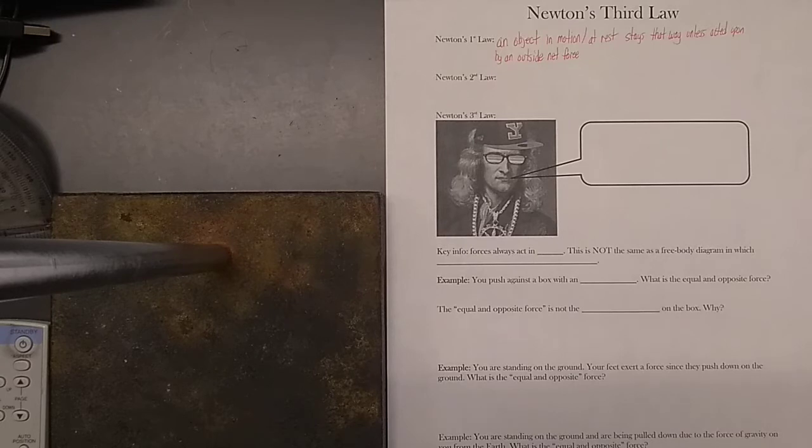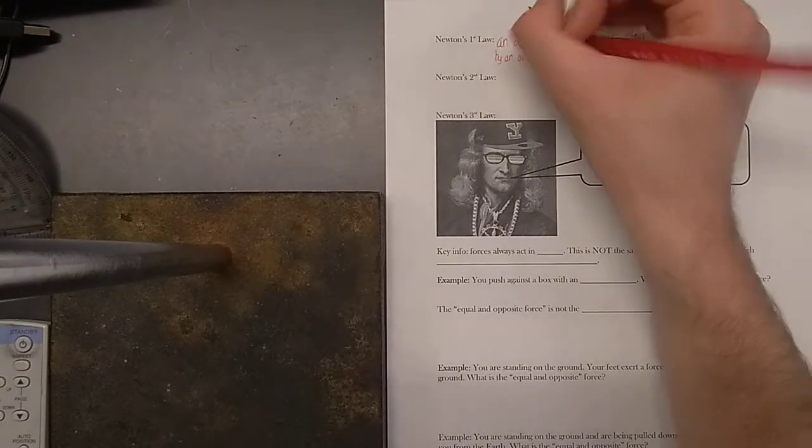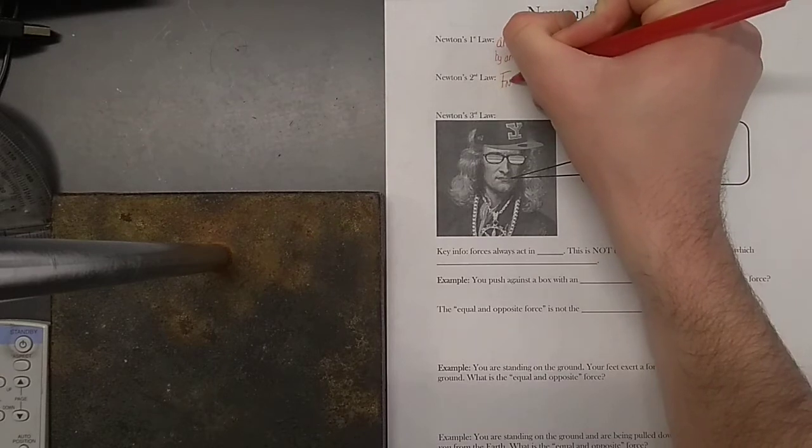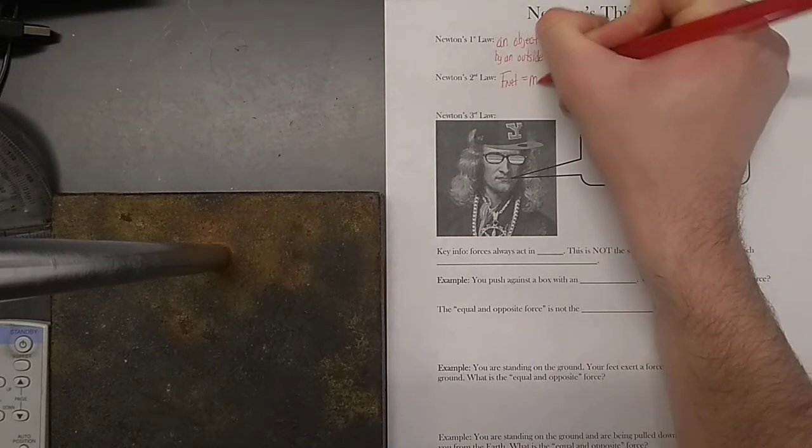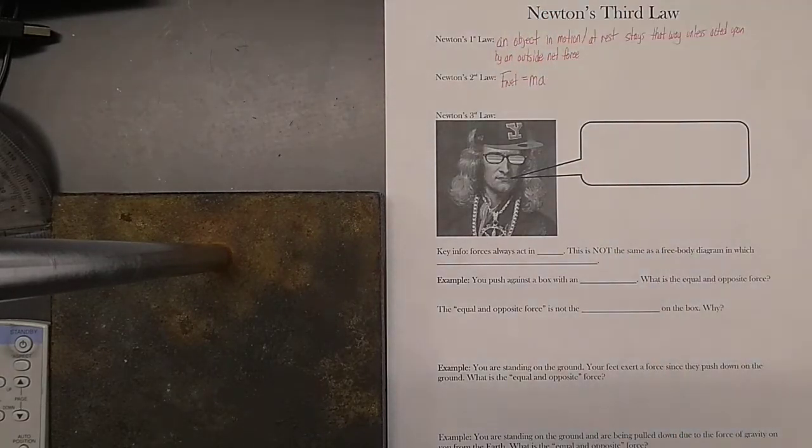Newton's second law is really just a restatement of the first law, but in equation form, with slightly different terms. Newton's second law is F net equals ma. It says that the net force on an object is equal to its mass multiplied by its acceleration. And we've been writing F net statements ever since we learned about that.